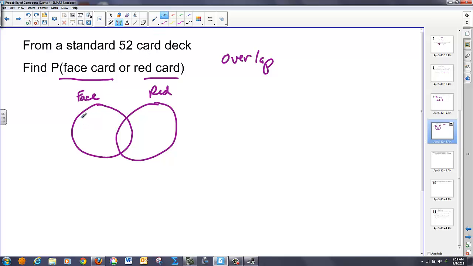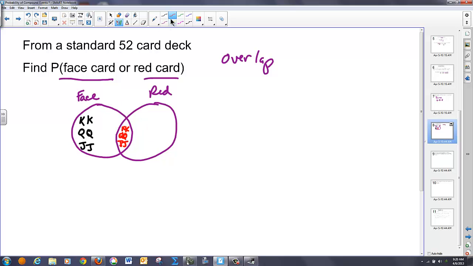Let's say there's 2 kings in black, there's 2 queens in black, there's 2 jacks in black. And then we also have some red guys. 2 of those, 2 queens, and 2 jacks. But those are red cards. So notice I have those reds being both within the red circle and the face card circle. So we have an overlap here.